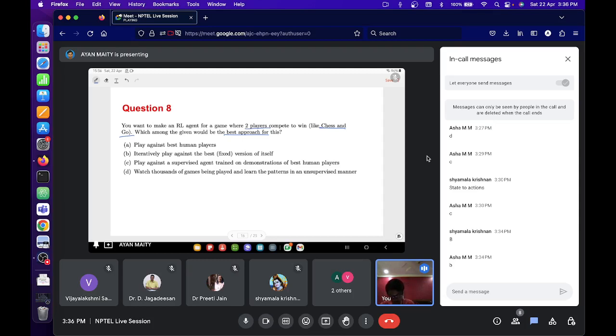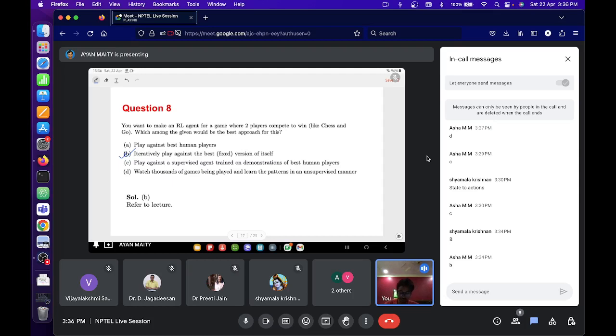The correct answer is B. So iteratively play against the best version of itself, which is the best approach, and this is the approach that is taken in most of the complex RL agents like Alpha Zero, if you have heard of it. So it plays against its best version, and that way it learns to make its strategy better.